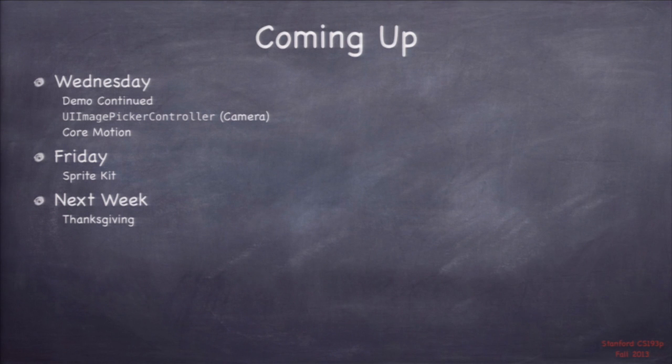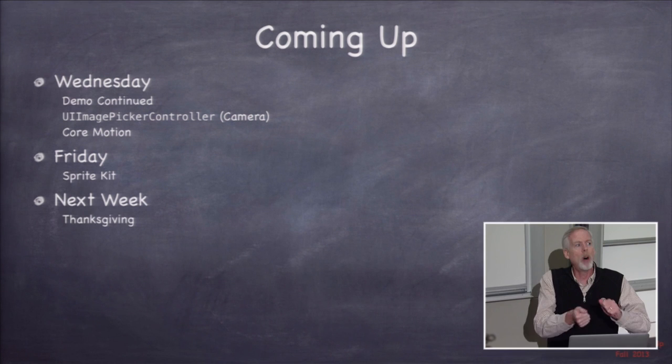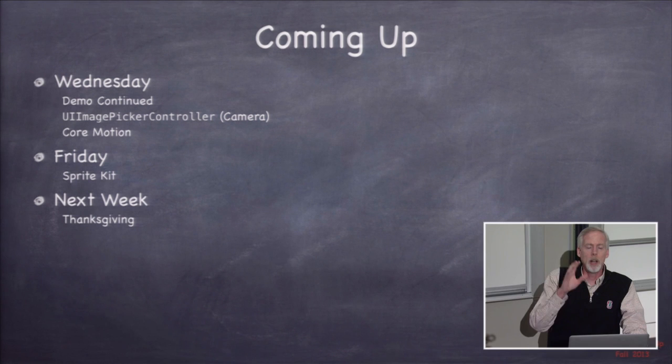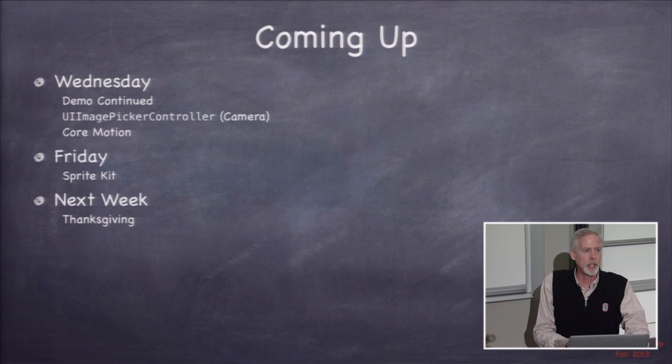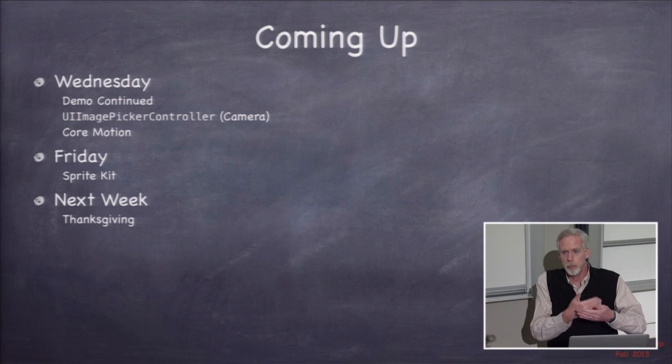Let's show coming up, because I'm not going to go back to the slides. I'll continue this demo by doing the actual camera part, and then I'm also going to talk about Core Motion, which is accelerometer, gyro, all that stuff, on Wednesday, with another demo. Friday's section is Sprite Kit, which is a new iOS 7 kit for doing 2.5D games. Games that look 3D, but they're really made out of 2D images. And then next week we have off, and when we come back, we'll have some more miscellaneous topics.